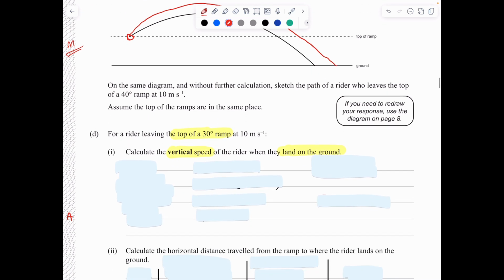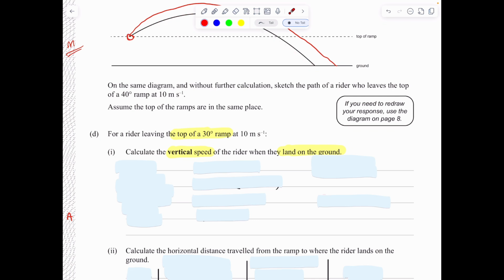For a rider leaving the top of a 30-degree ramp at 10 meters per second, calculate the vertical speed of the rider when they land on the ground. Okay, so we want to work out the vertical speed just before they land on the ground over here, and it's from the ramp, not from the ground, from the ramp.